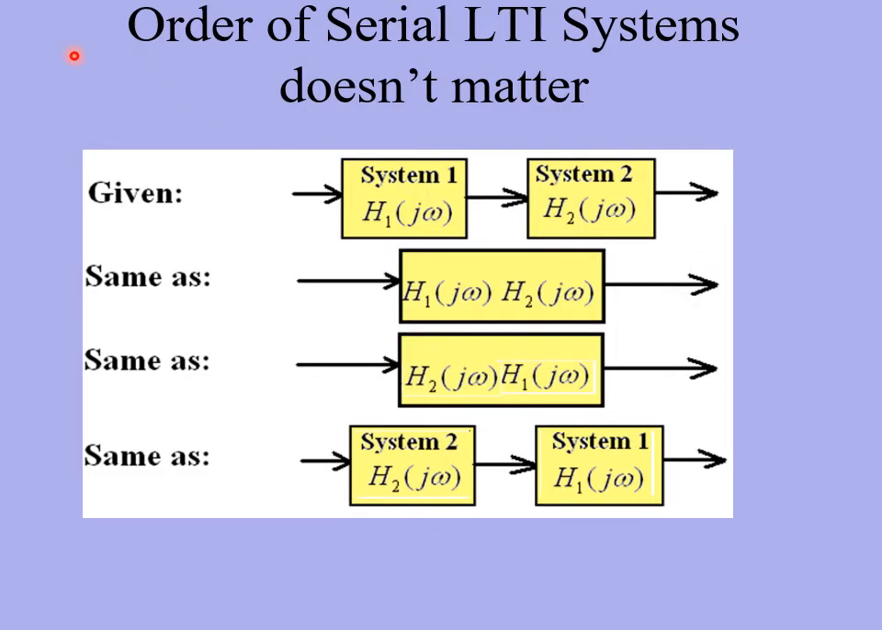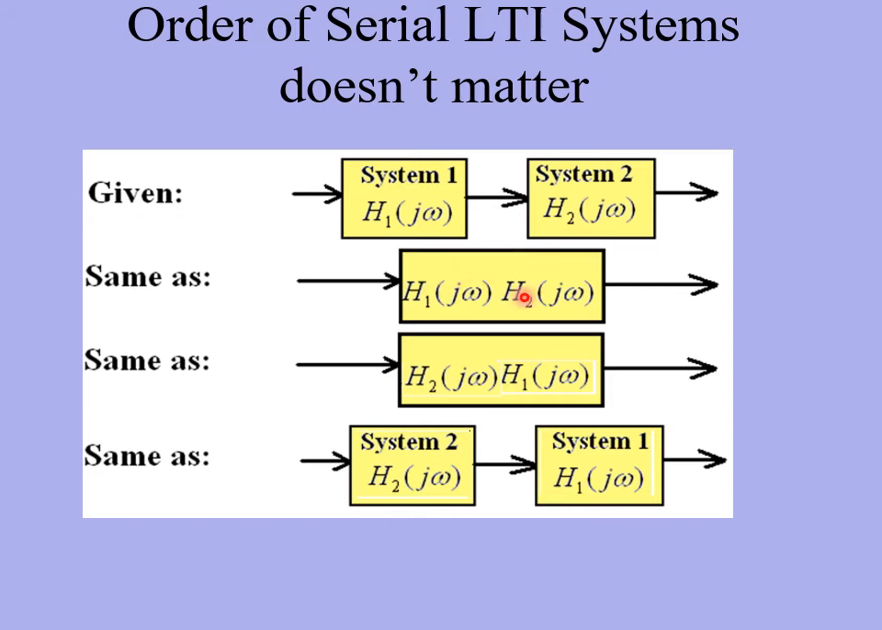Now we can take this one step further and show that the order of serial systems doesn't matter. So what we just saw in the last slide was, here we have system 1 first and then going into system 2. So the first thing we can do is combine these by multiplying H1 times H2. But since this is just multiplication, it doesn't matter which one we multiply first. In other words, multiplication is a commutative property.